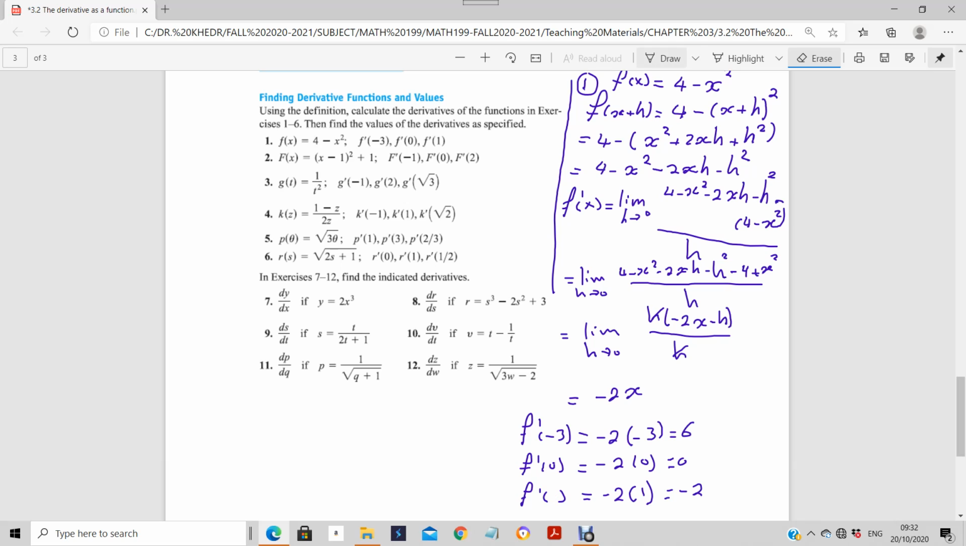So I hope you understand the solution of this question. You can follow the same steps and find the answer to these questions from 1 to 6. The same thing for the other group of students from 7 to 12. You need to find the derivative as a function of x.